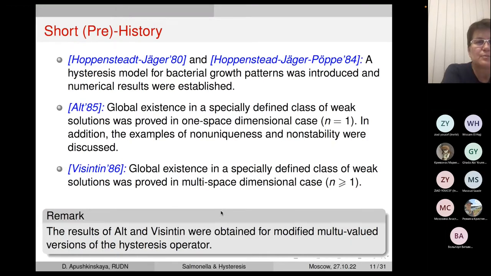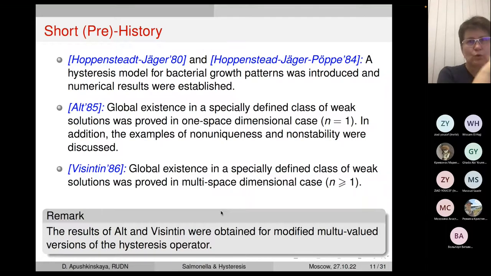And now concerning prehistory. The first publication goes back to 1980. It was Hoppenstedt and Jaeger. And it was continued with one paper with Hoppenstedt, Jaeger and Pepe, '84. So they introduced this hysteresis model for bacteria growth. They studied patterns that were observable and made some numerical simulations.